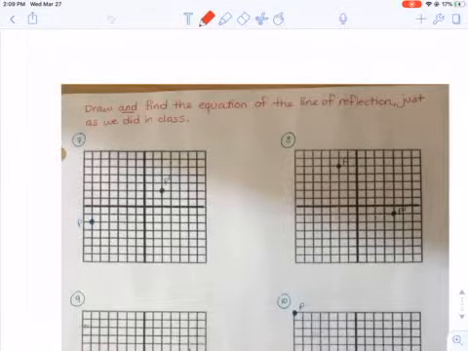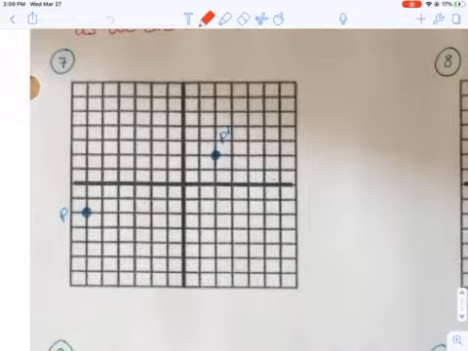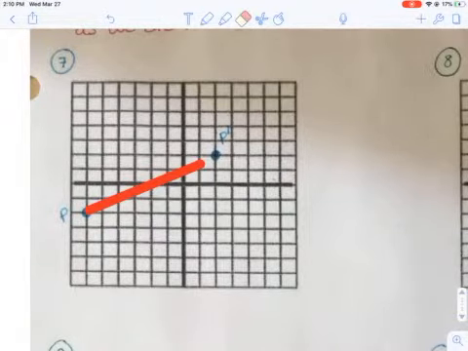to go over finding a line of reflection between two points and then writing an equation for it. So I'm going to start out here at number 7. You notice I have 2 points here. Now I'm trying to find the line of reflection. So what I'm going to do here is draw a line connecting these. I think I'm going to make it a little less thick than this.